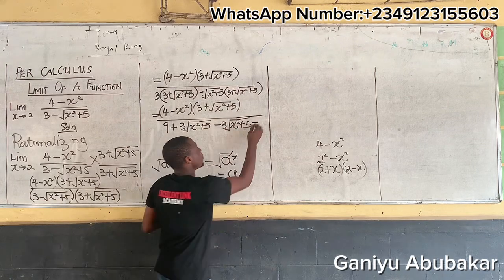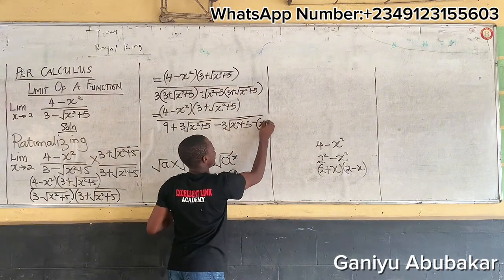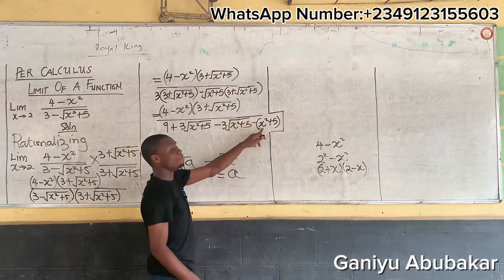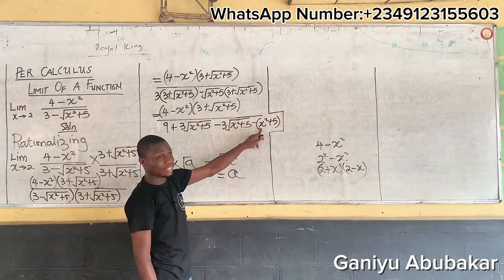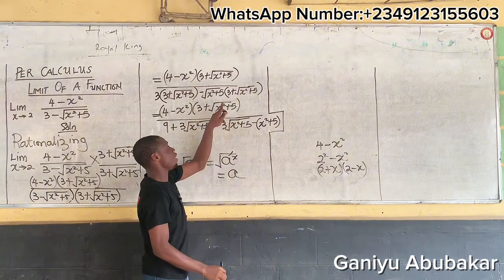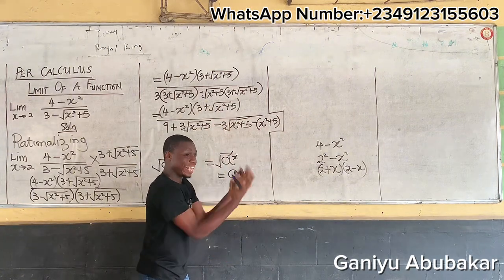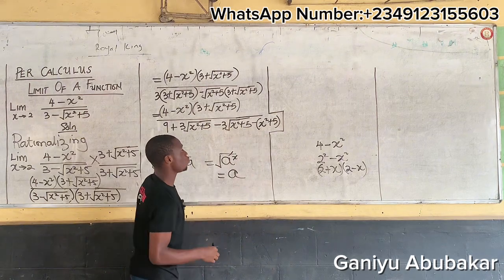So if I'm having root x squared plus 5 multiplying that same root x squared plus 5, all I have as my answer is x squared plus 5. Mind you, I encased it in a bracket. It must be in a bracket. Let's say I'm having only x squared, I just write x squared. But x squared plus 5 becomes a family, so encase it in a bracket this way.